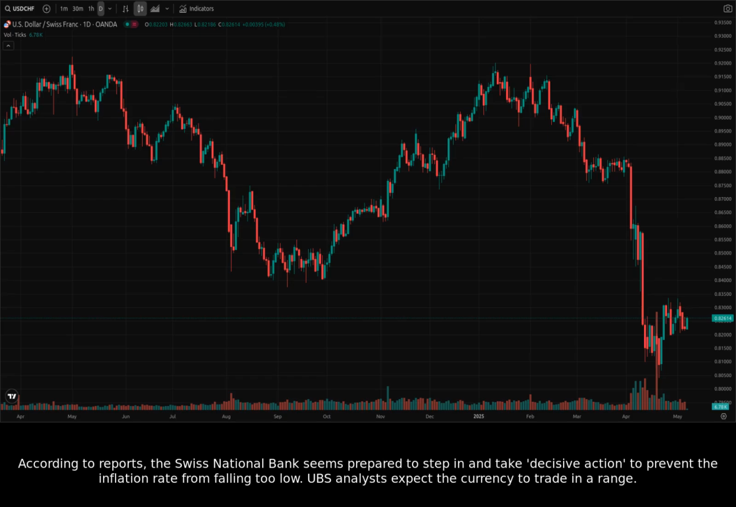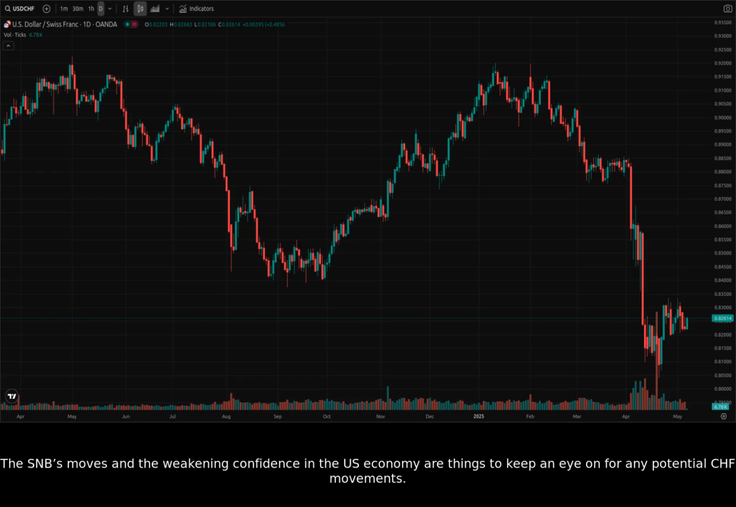According to reports, the Swiss National Bank seems prepared to step in and take decisive action to prevent the inflation rate from falling too low. UBS analysts expect the currency to trade in a range. The SNB's moves and the weakening confidence in the U.S. economy are things to keep an eye on for any potential CHF movements.